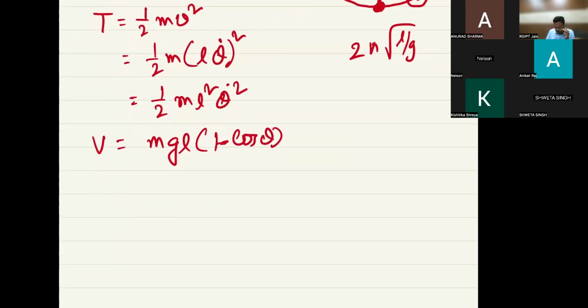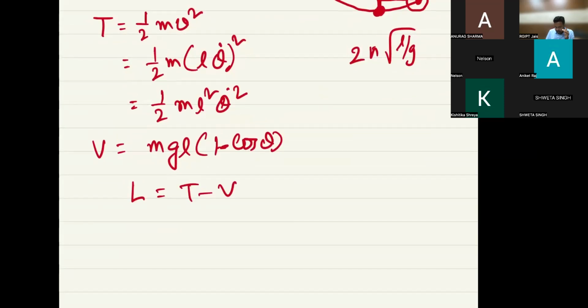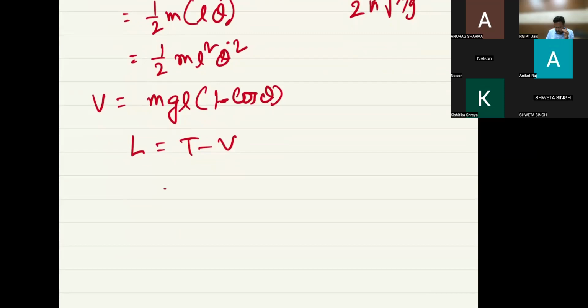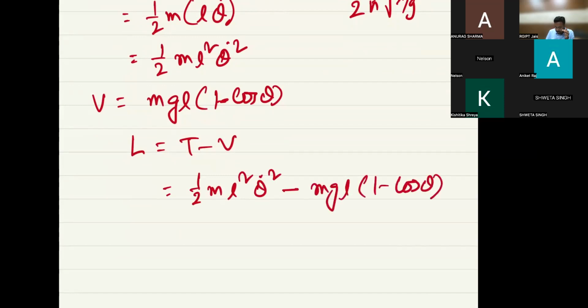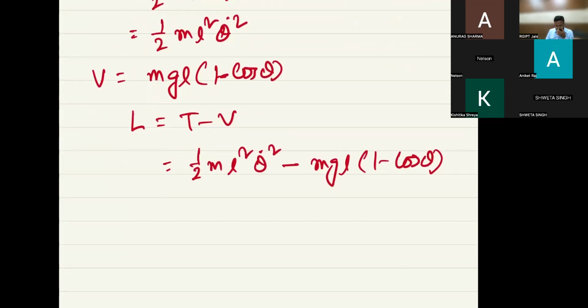So what will be the Lagrangian in our case? L equal to T minus V. So you can see the Lagrangian is half m L square theta dot square minus mgl (1 minus cos theta). This is the Lagrangian for the system.